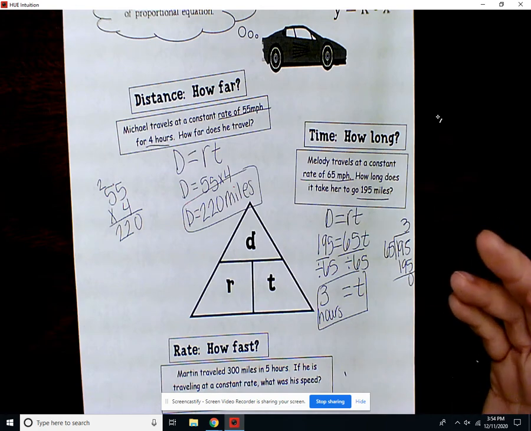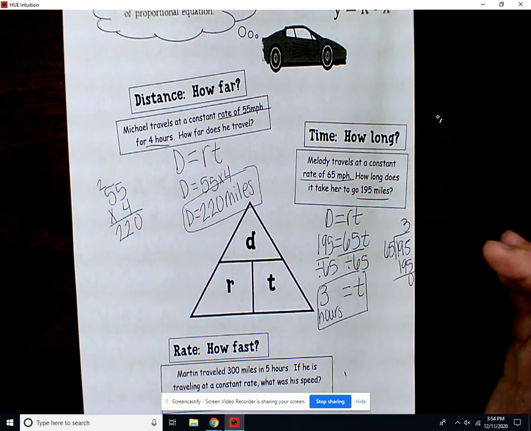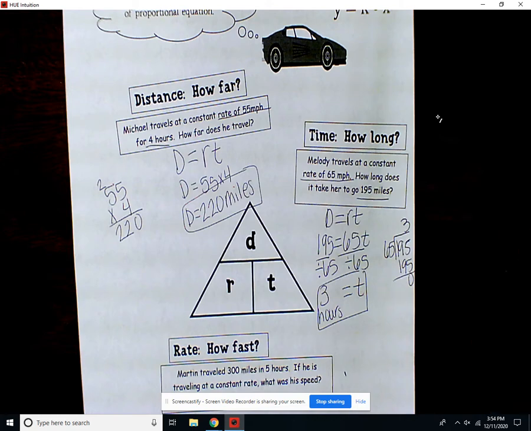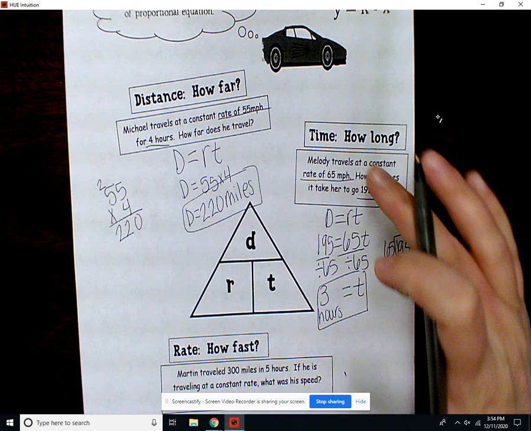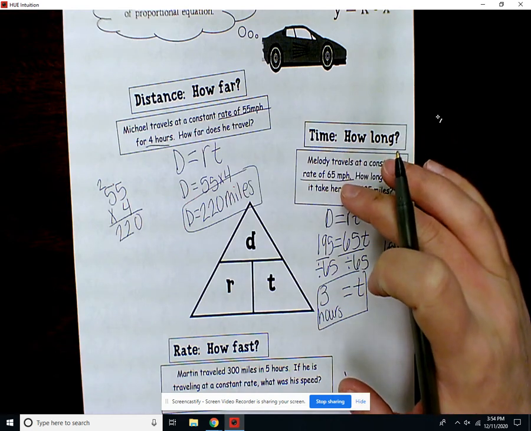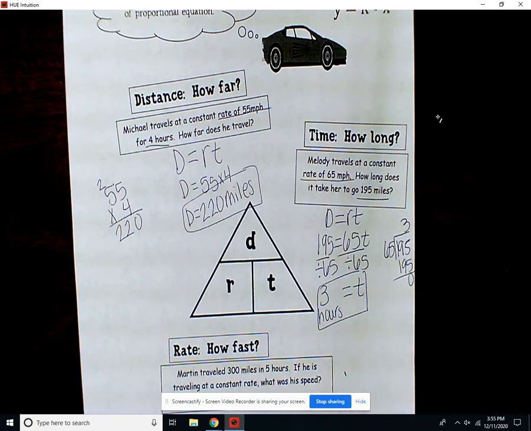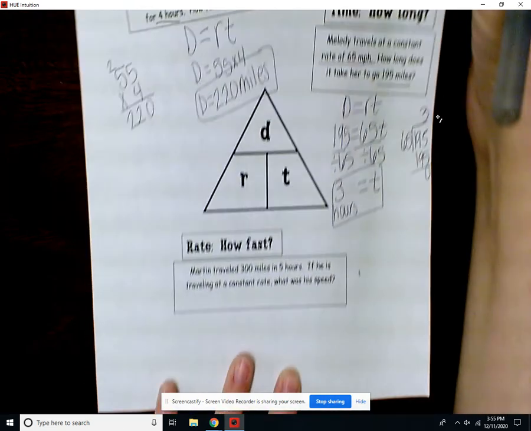Okay, and when you're talking about time, if you get some crazy big answer like 35 hours, that's something that you're not going to see with 195 miles. So hours are always going to be really small numbers. Miles are going to be pretty big numbers. And then again, when you're driving a car, you're going to have kind of basic speeds like 65, 55, 45, 70, etc.